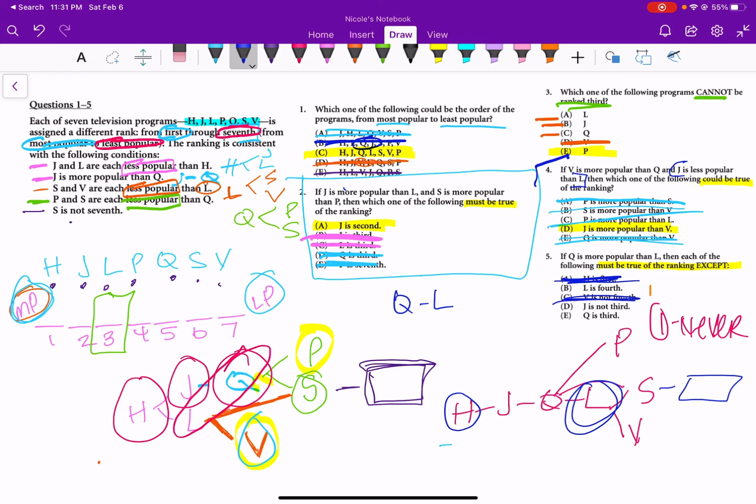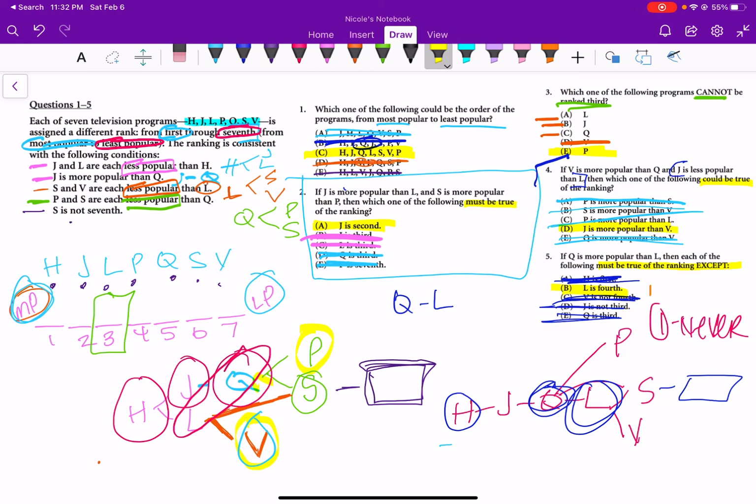Must it be true that J is not third? Yes, it must be true that J is not third because Q has to be third. And must it be true that Q is third? Yes. And so our answer is L is fourth, because it doesn't have to be true that L is fourth.